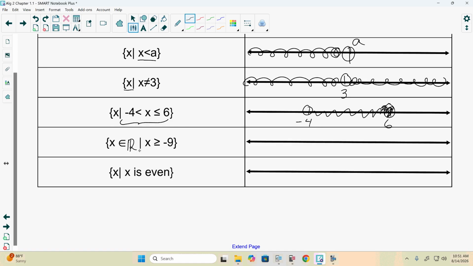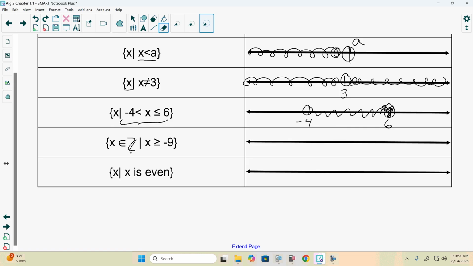This is useful when we're not talking about the real numbers. Z, our Z with an extra line, is our integers. So we're saying X is an element of the integers. We're only looking at the integers. So if we want to change the set or type of numbers that we're using, we can use this notation. X is an element of the integers, such that X is greater than or equal to negative 9.